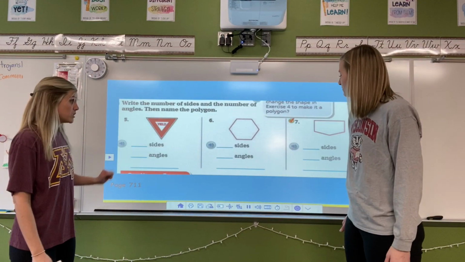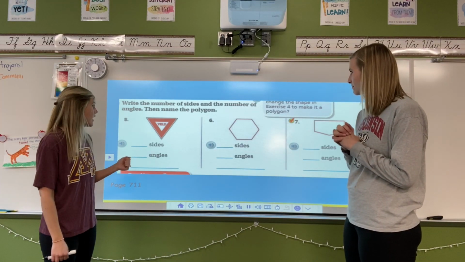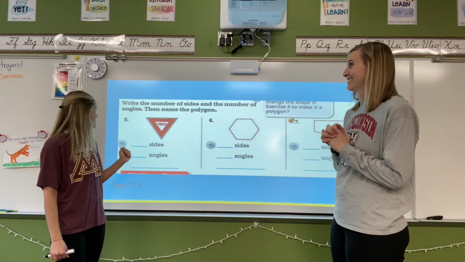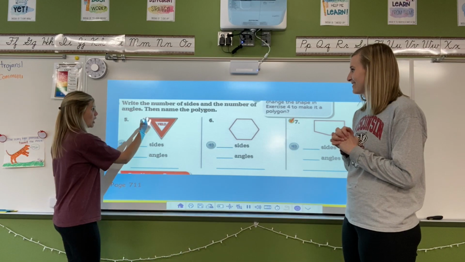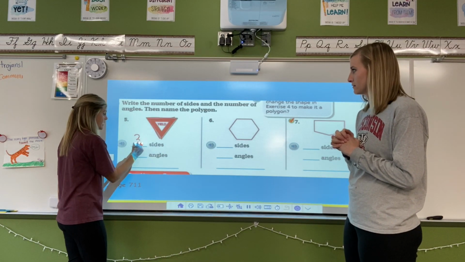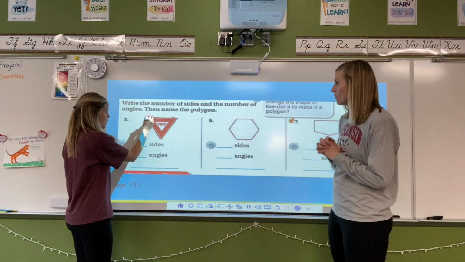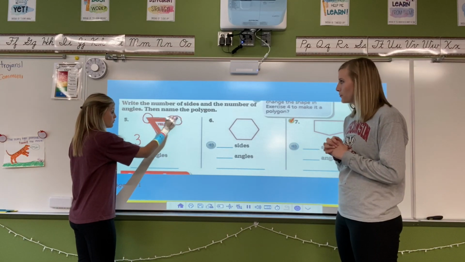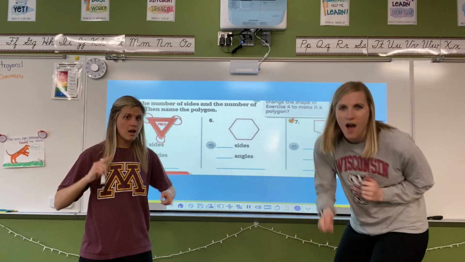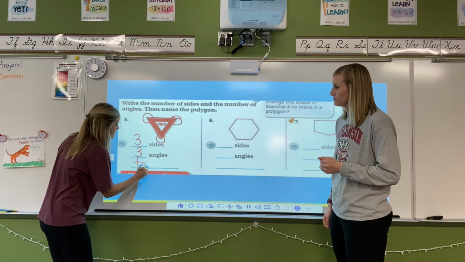All right. Up next, we're still on page 711. It says, write the number of sides and the number of angles, then the name of the polygon. Let's start with number 5. I'm going to count how many sides. I see one side, 2, 3. There are 3 sides. Now my angles, remember, are my endpoints. So I can see there's 1, 2, 3. 3 sides, 3 angles. That makes it a triangle. So number 5 is a triangle.